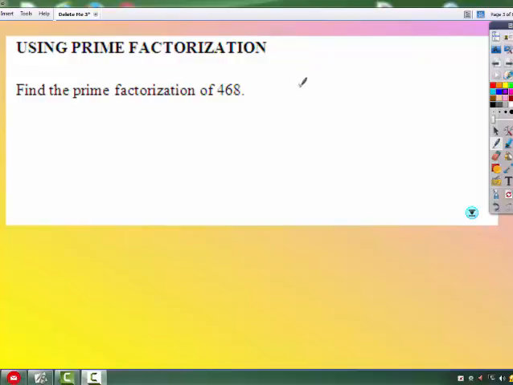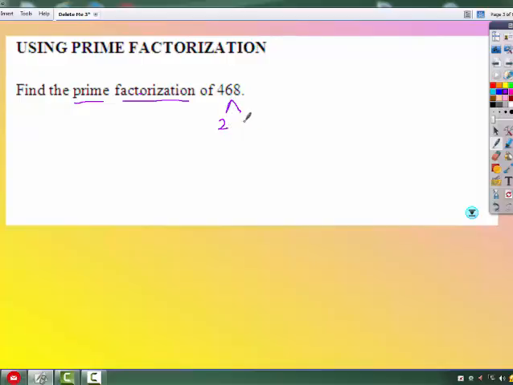The first thing that we're going to look at is how to make a factor tree. In other words, we're finding the prime factorization of a number like 468. Hopefully we remember that a factor tree normally starts with a prime number, and it starts with 2 if your number is divisible by 2.